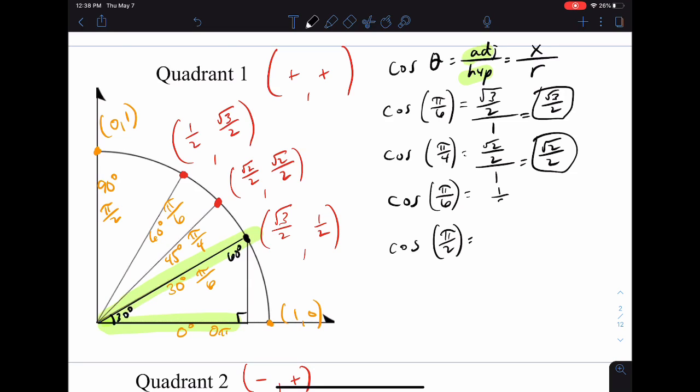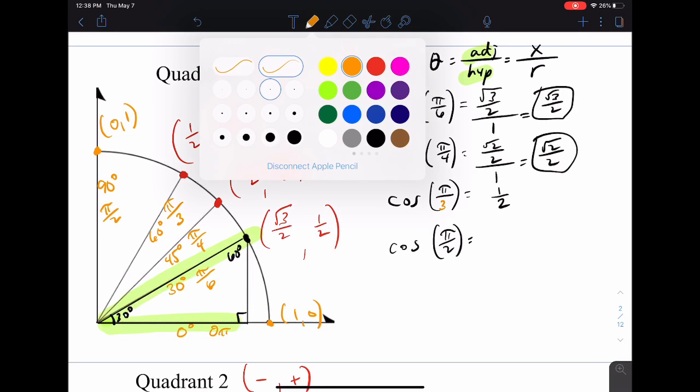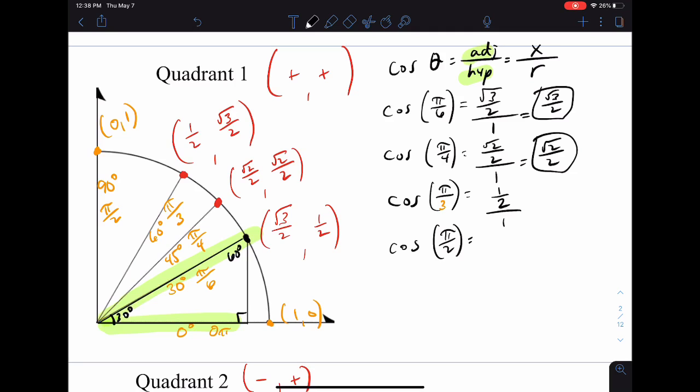Oops, sorry, it should be pi over 3. That's a mistake here. So this should be, okay, divided by 1. Pi over 2, well, in this case, the x coordinate is 0. So 0 over 1 is just 0. And when you have 0 on top, it's always going to be 0.